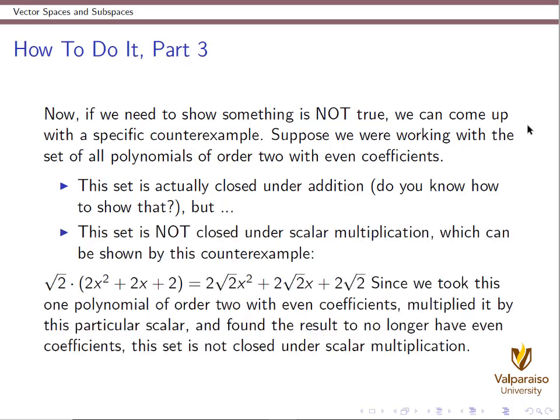Well, it isn't. And in this case, I don't have to make it general. I just have to show one example that breaks. And here is that example. I'm taking 2x squared plus 2x plus 2. That polynomial is from the space of all polynomials of order 2 that only have even coefficients. And I'm multiplying it by a scalar, which is the square root of 2. And I've produced a polynomial that no longer has even coefficients. So I've taken a member of this collection, I've multiplied it by a particular scalar, and I've generated something that's not part of the set. And this one example, and there's tons of others, but just this one is enough to show that the system isn't closed under scalar multiplication, because here is a case where that fails.